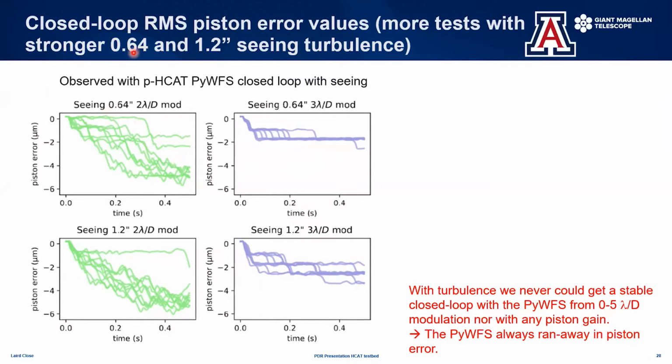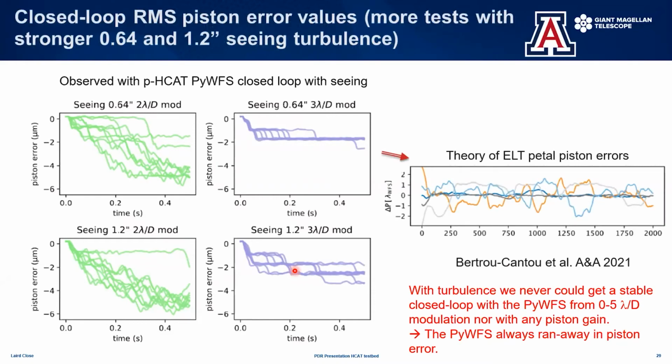Here are more simulations, tests with the test bed in median seeing conditions, 0.64 arc seconds, and worse than median. And again, you can see the same problem is that we close the loop, but it would quickly run away no matter how many different times and attempts that we did it with different modulations and different gains. So we were sort of struggling here.